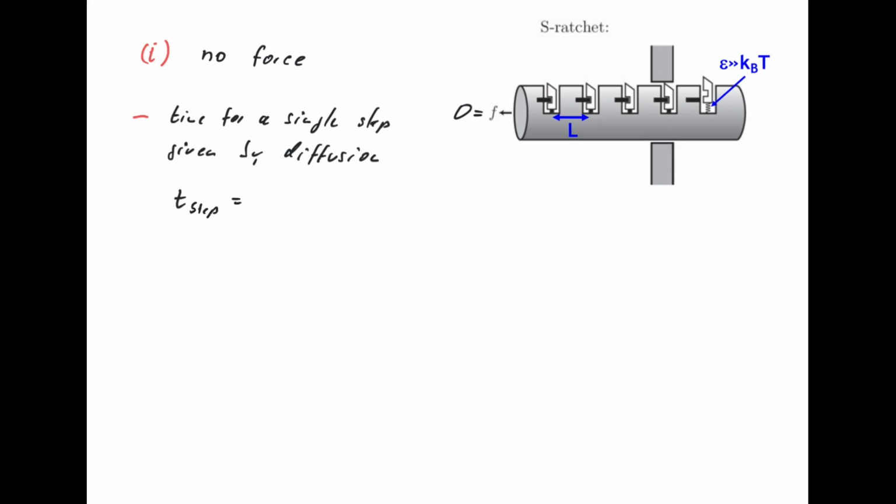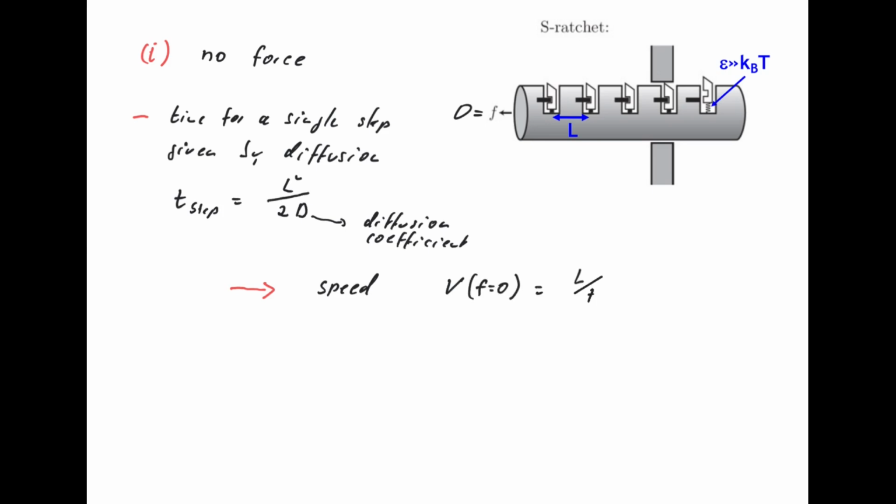And from diffusion we know that the typical time scale for movement of a length L is given by the step time T_step equal to L squared divided by 2D, where D is the diffusion constant. Now, having the length scale and the time scale, we also can calculate the speed of such a motor at zero force, which is given by L divided by T_step, and that equals 2D divided by L. As we calculated, this is the speed of such a motor if there is no load.